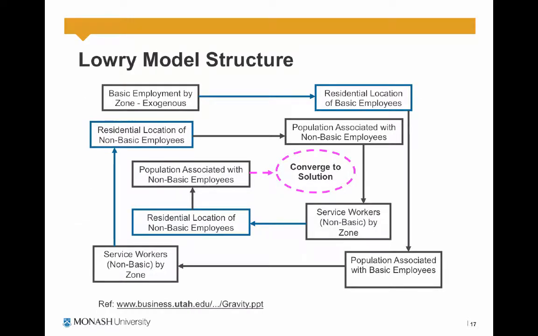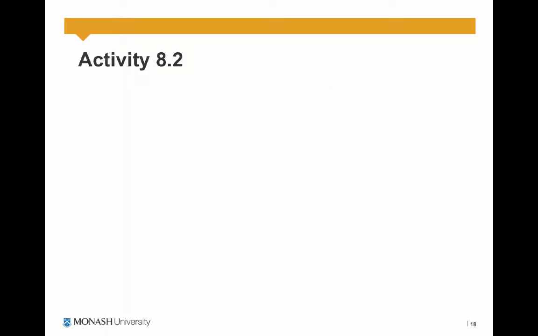Low-rise model is an iterative process. You start with basic employment of zones, then you estimate the residential location for basic employees, then you calculate the population associated with basic employees. In the next step, you focus on service workers. Then again, you calculate residential location of non-basic employees, and then you continue this process until you reach convergence. To better understand the low-rise model, let's go over activity 8.2 together.